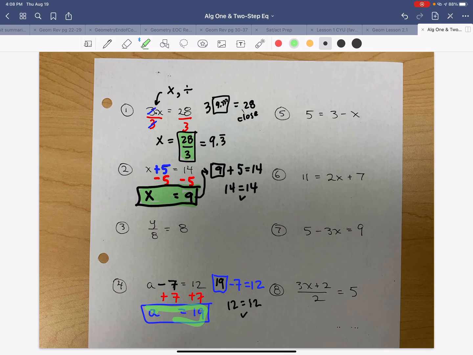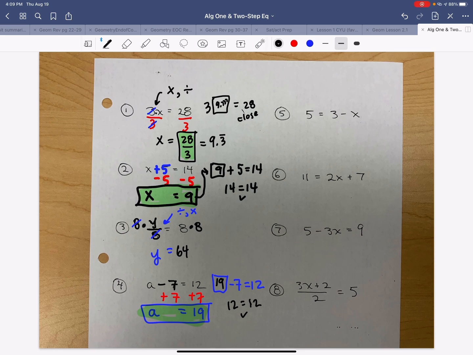So that's our answer. Now, question number 3 is also a 1 step, and we see y is being divided by 8. So we learned in class, instead of division, I'm going to multiply to solve, right? So I'm going to multiply by 8 on both sides. 8 divided by 8 would be 1. So I'm left with just y on the left. On that side, I have 8 times 8, or 64.